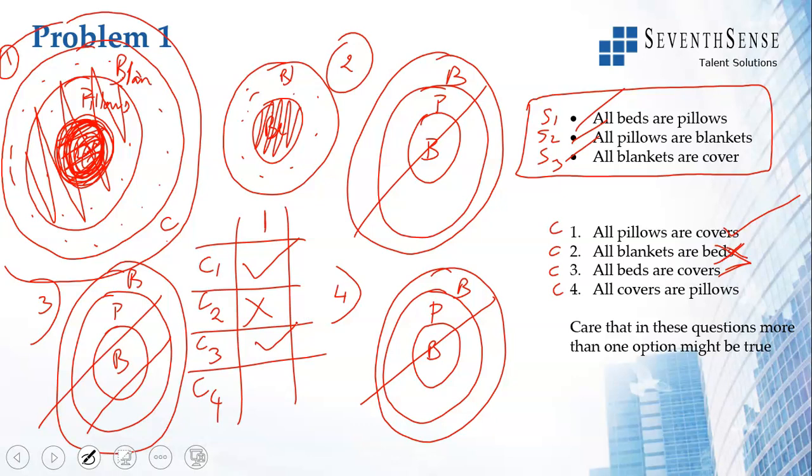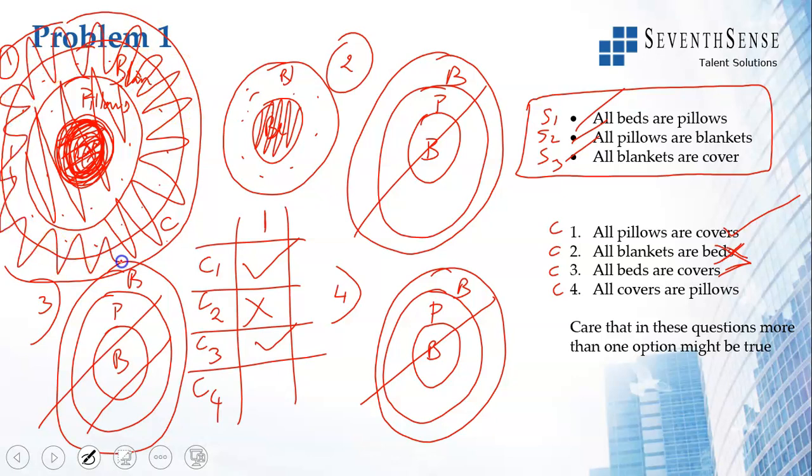All covers are pillows. No. See, if you see this area of covers, they are not pillows. This area of bed, this entire outer circle, they are not pillows. So I get some covers are pillows. Here it says all covers are pillows. No. What about all pillows are covers? Yes. Pillows are the inside area. They are all covers. They are all within this bigger circle. So all covers are pillows is wrong. All pillows are covers would have been correct.